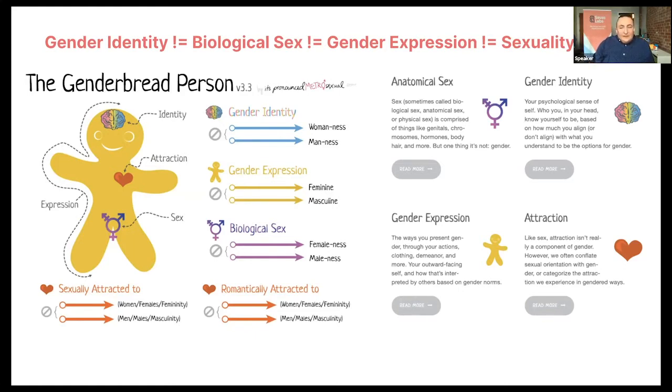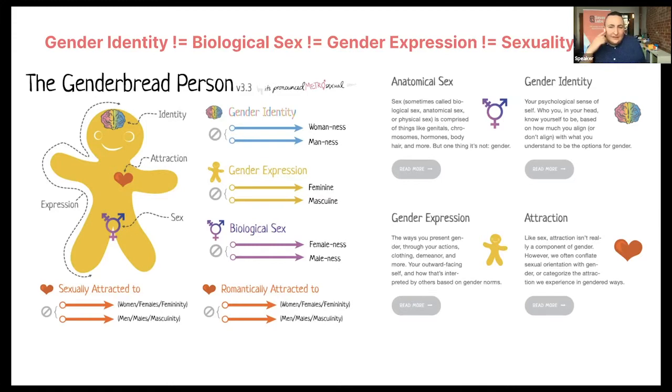And so, like I said, one of the primary things that tends to come up here is the difference between sex and gender. Sex can be thought about basically as physiological attributes: genitalia, chromosomes, hormones, things like that. Whereas gender identity is more in here. It's a psychological sense of self and who you know yourself to be. And then gender expression being that outward expression and the way you present yourself to the world.